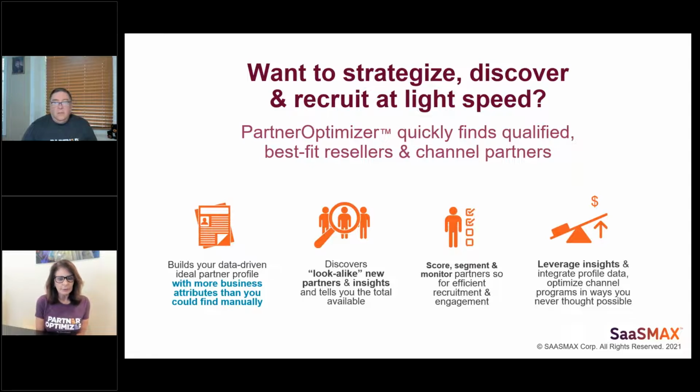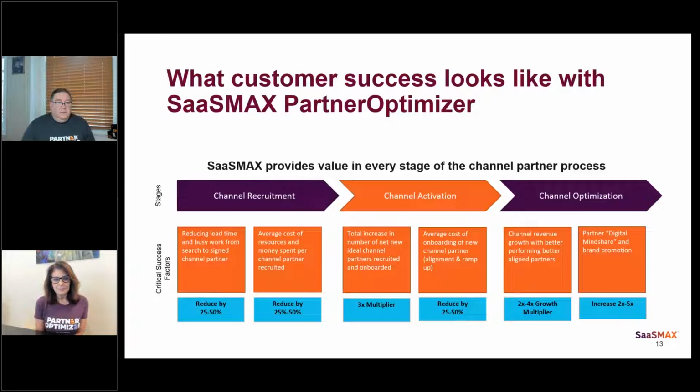And once you know that ideal partner profile, you can iterate on it. You can track trends on how your partner profile changes over time based upon real trends among your existing partners, and be able to tweak and continue to discover net new partners. So next slide, please.